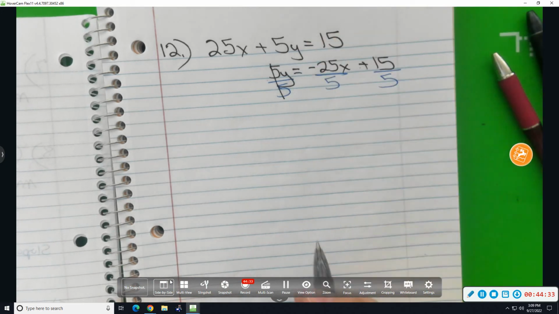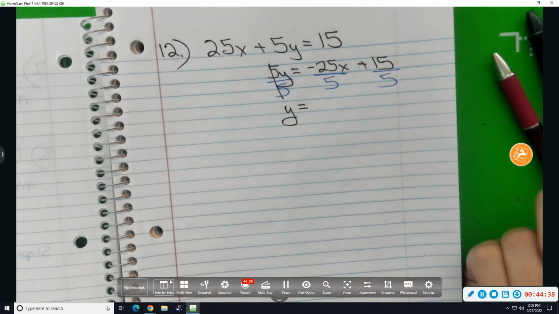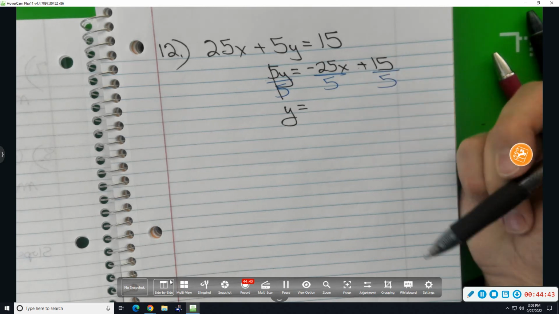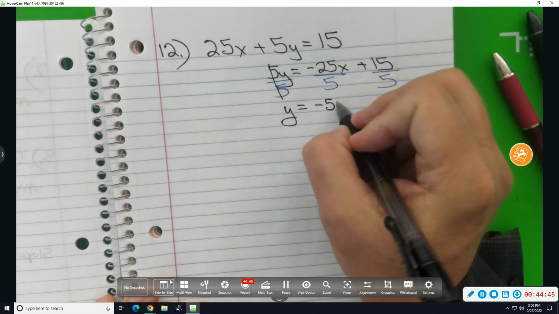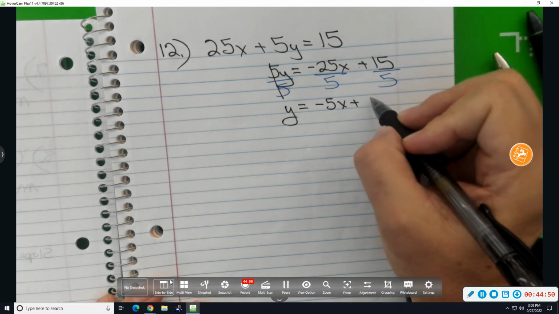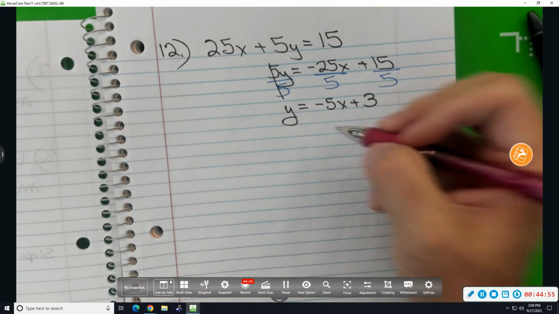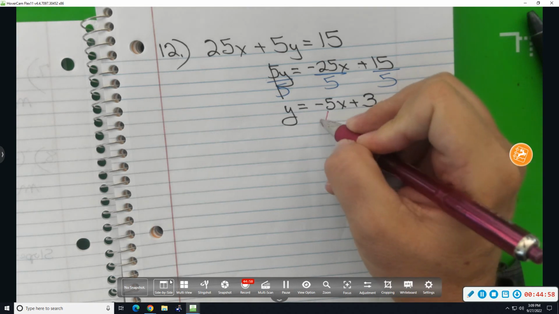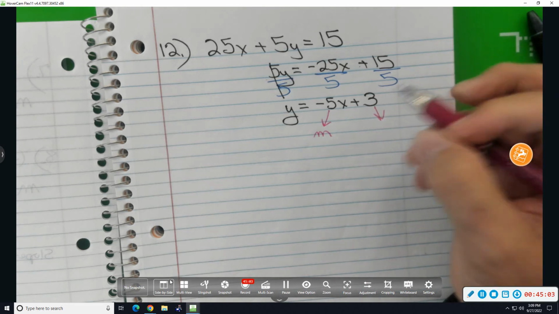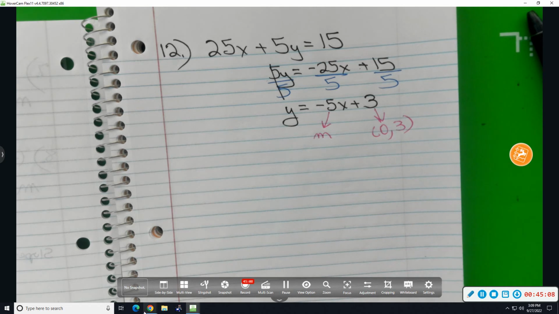The 5s cancel. So we have y equals, this is working out nicer than I thought it was going to. Negative 25 divided by 5 gives me negative 5x. Plus 3. 15 divided by 5 gives me a positive 3. So your slope is negative 5 and your y-intercept is 0, 3. Okay, I agree. The slope is negative 5. The y-intercept, it's 0, comma, positive 3. Any questions there?